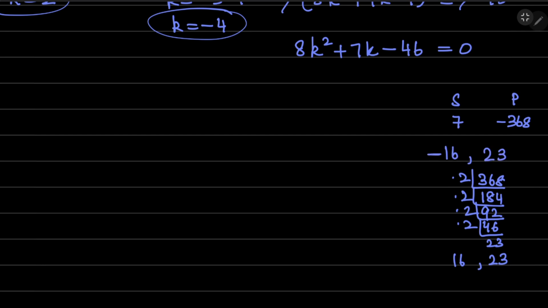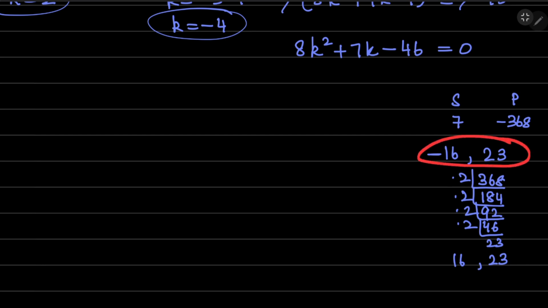If you put a negative sign to 16, the smaller number, the sum will be plus 7, isn't it? 23 minus 16 is plus 7, and 23 multiplied by minus 16 is minus 368. So you have got the two factors for the middle term.